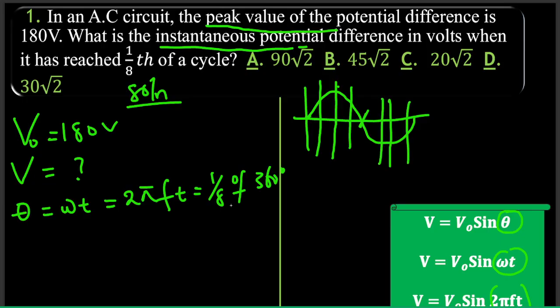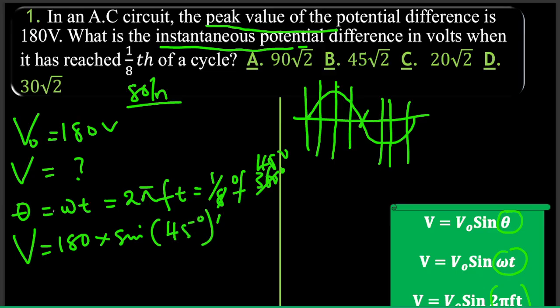Okay, so ordinarily this 1/8 of a cycle is 45 degrees. So if I'm to plug in the values, it will be V is equal to 180 times sine 45 degrees. Okay, so if we punch, we'll get that V is equal to 180 times 0.7071 approximately. Is that okay? And this should give us 127.3 volts.